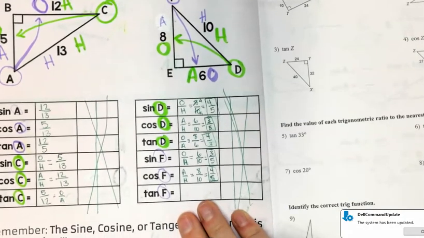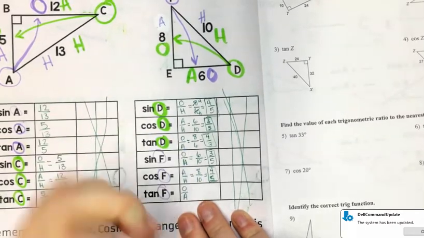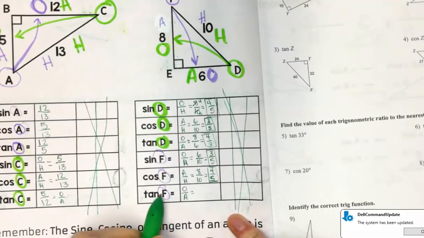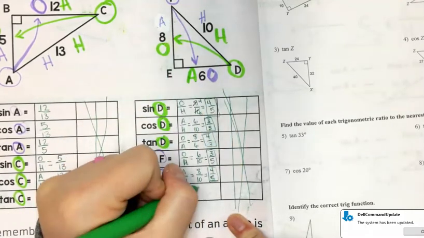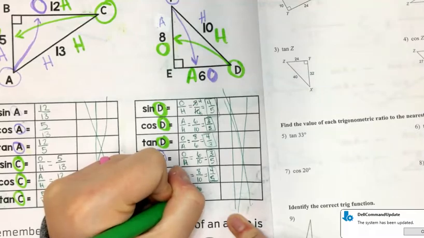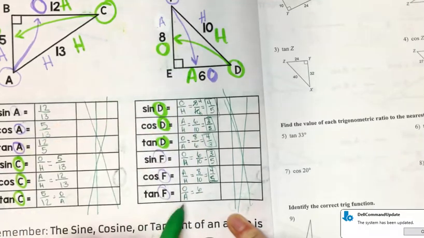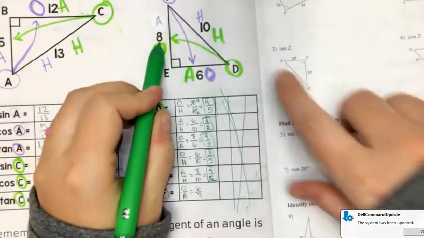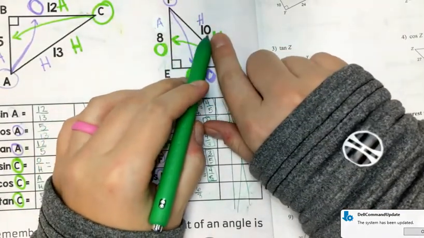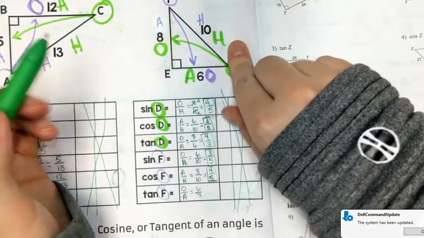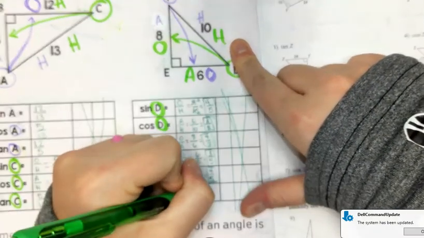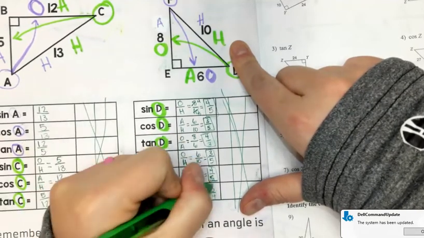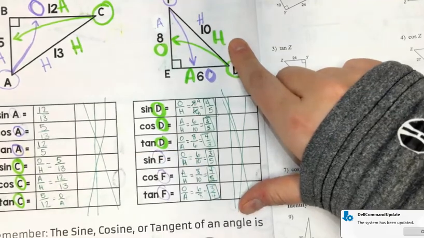Last but not least, our tangent, or opposite over adjacent. So opposite of F is 6. And then adjacent to F, so right next to F, is going to be our 8. And just remember, 8 is going to be next to it. I get it that 10 also touches it, but 10 is the hypotenuse. All right, and then this simplifies to 3 over 4. And those are our ratios.